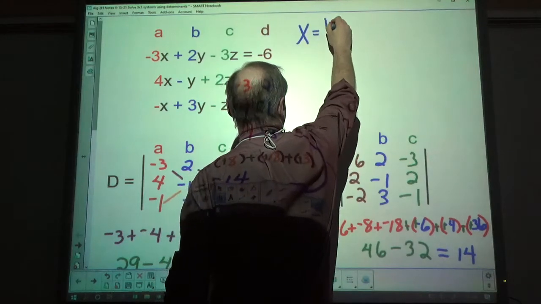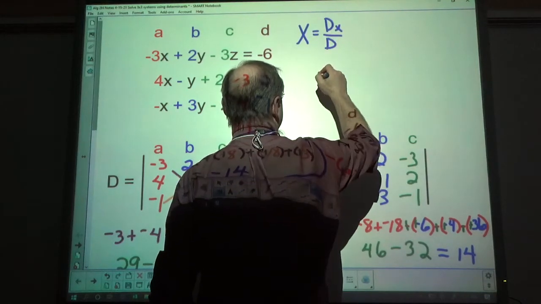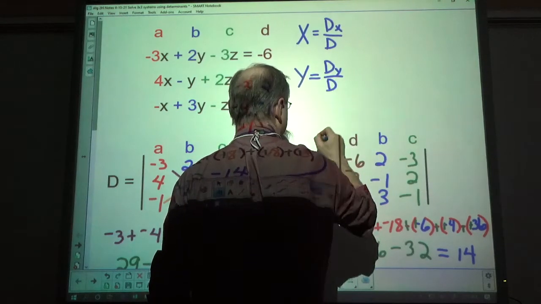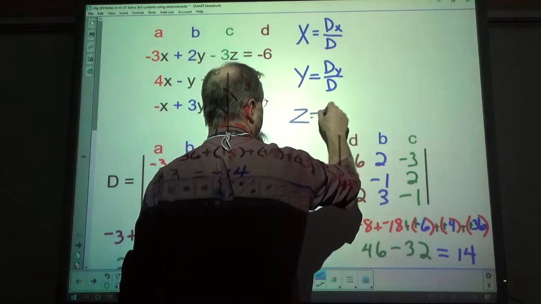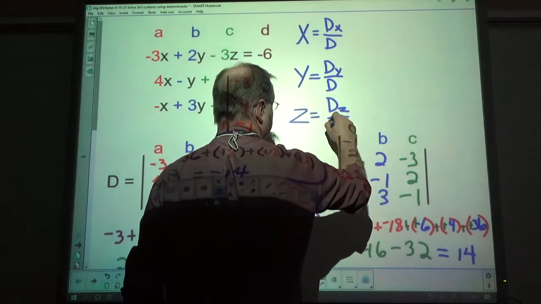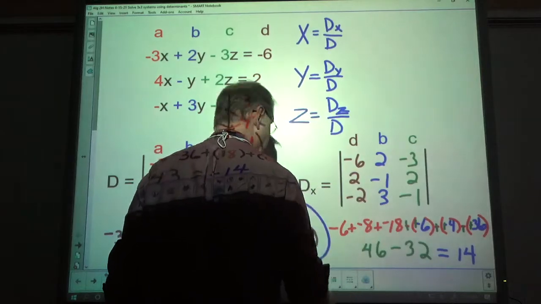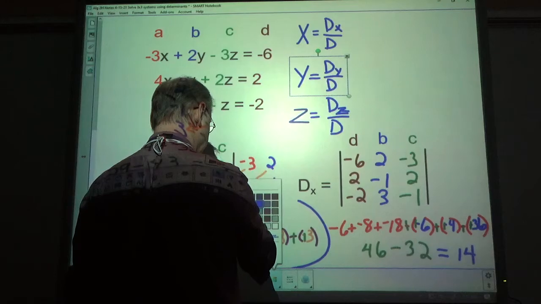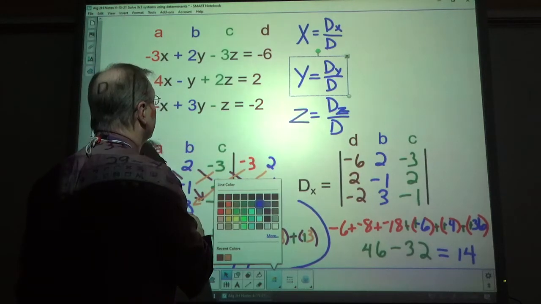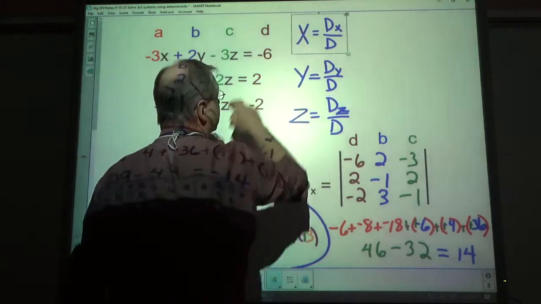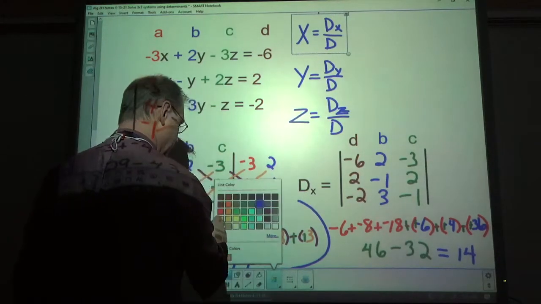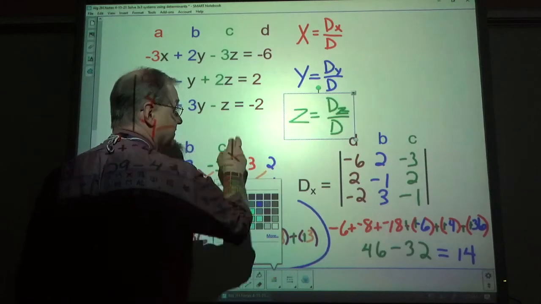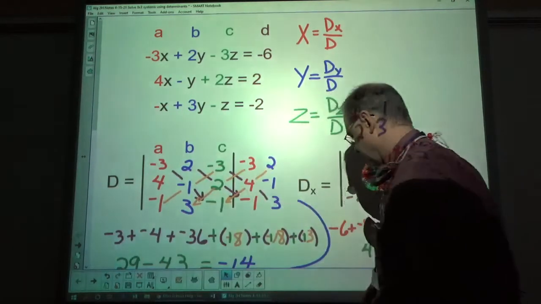X is going to be D sub x over D. Y is D sub y over D. And z is D sub z over D. Now let me change each of these to a different color to make it a little easier to work with. In fact, I think I should make that red and that green. That would make sense. All right.